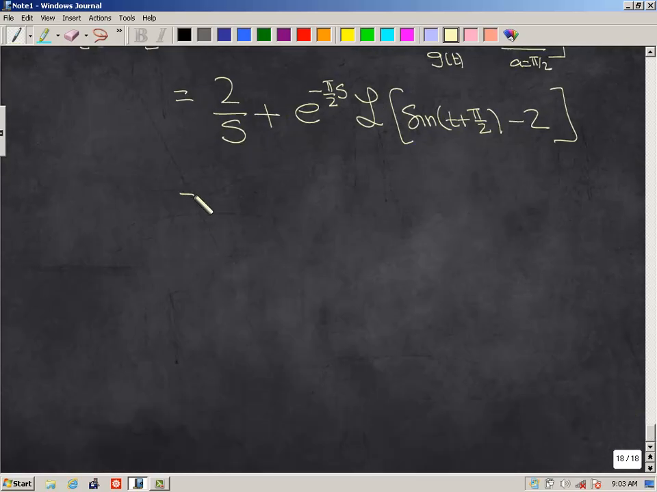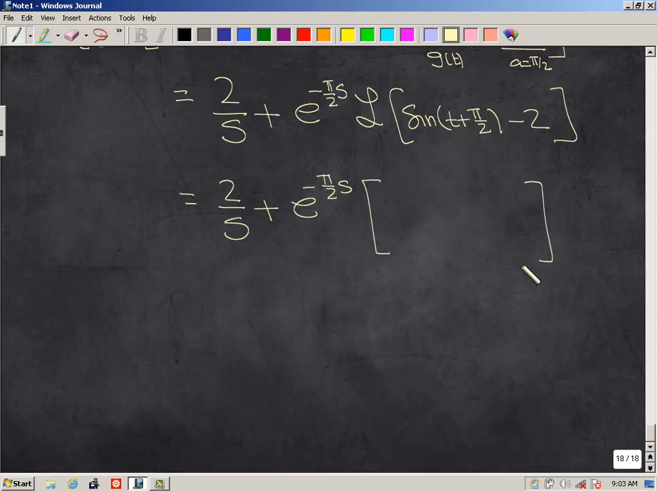Now we're almost done. We get 2 over s plus e to the minus pi over 2s times, what's the Laplace of this? Well, Laplace of sine is what? We know Laplace of sine t, but do we know Laplace of t plus pi over 2? No, we don't. So we need to fix that. So let's take a look at that.